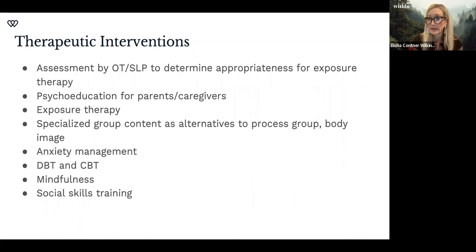Mindfulness and somatic techniques work really well, especially because we do see that individuals with ARFID have a high level of anxiety. And then again, that social skills training, as we talked about before, isolation, withdrawing from peers is a very common thing that happens with individuals with ARFID. So working on some of that social skills training so we can work towards incorporating back into their school and community environment.